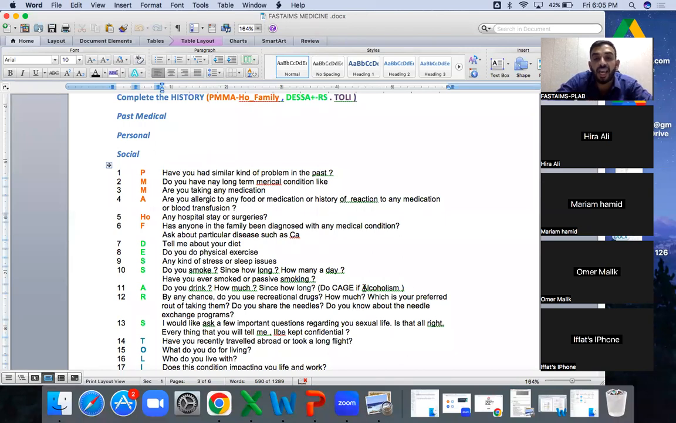This is the same as the CAGE question. We wanted to assess his alcoholism. Here it is the same. We want to assess his recreational drug use. But this question is very rarely asked. That's why I put plus or minus RS.